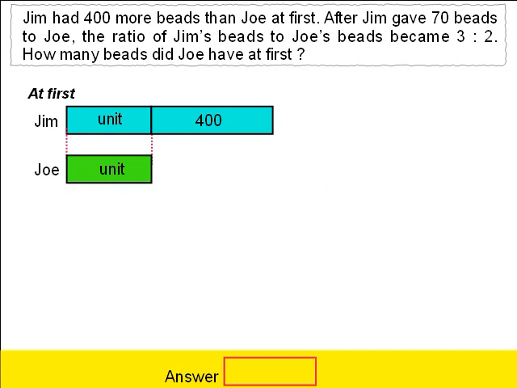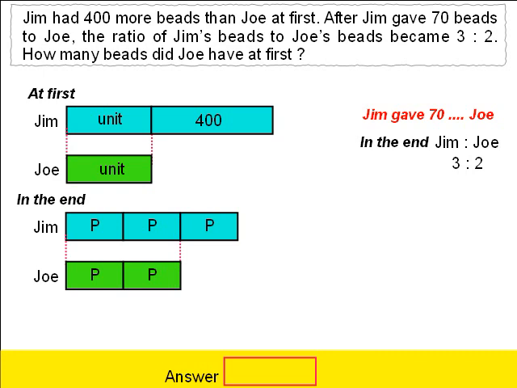Alright, after Jim gave away 70 to Joe, the ratio became 3:2, as that of Jim is to Joe in the end. So in the end, the model looked like this. In the end, Jim will have 3 parts and Joe would have 2 parts.